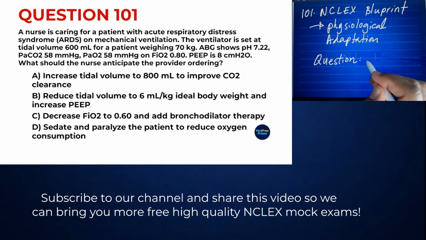Option A. Increase tidal volume to 800 milliliters to improve CO2 clearance. Option B. Reduce tidal volume to 6 milliliters per kilogram ideal body weight and increase PEEP. Option C. Decrease FiO2 to 0.60 and add bronchodilator therapy. Option D. Sedate and paralyze the patient to reduce oxygen consumption.